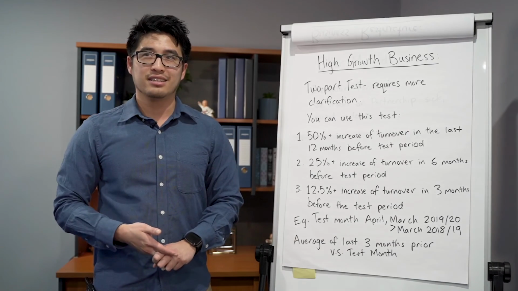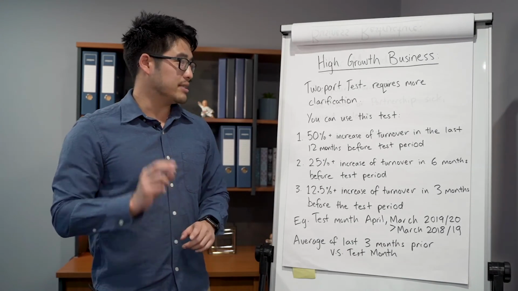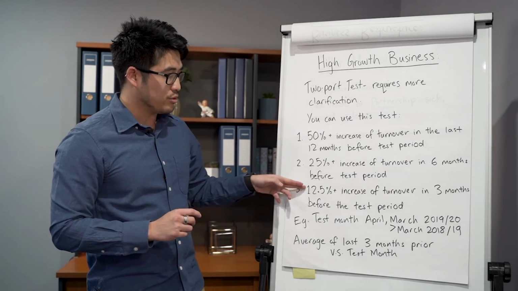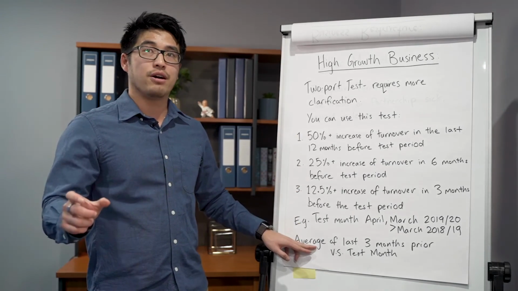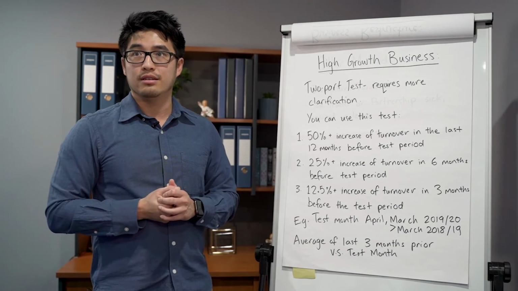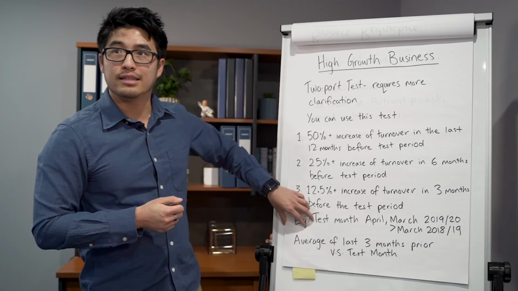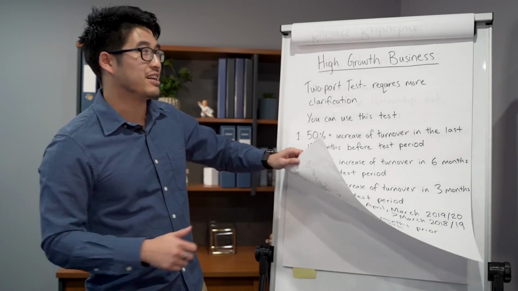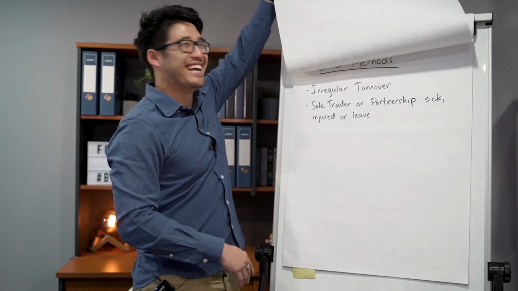Does that make sense, guys? Trying to explain it the best way I can, but there are 2 parts in this test. You have to meet one of these rules. Once you meet one of these rules, then you can apply that 3 months prior average versus your test period. Cool. Hopefully that makes sense. And sorry, monthly isn't a real English term. Yes, I know that, but I just want to say that.